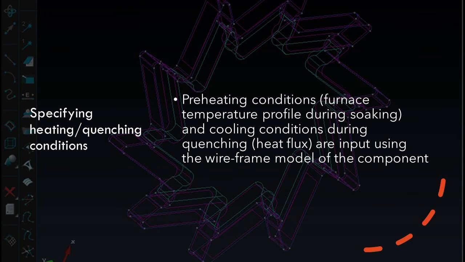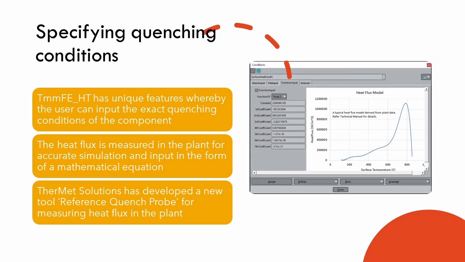Preheating conditions, furnace temperature profile during soaking, and cooling conditions during quenching, heat flux, are input using the wireframe model of the component. The software has unique features whereby the user can input the exact quenching conditions of the component. The heat flux is measured in the plant for accurate simulation and input in the form of a mathematical equation.